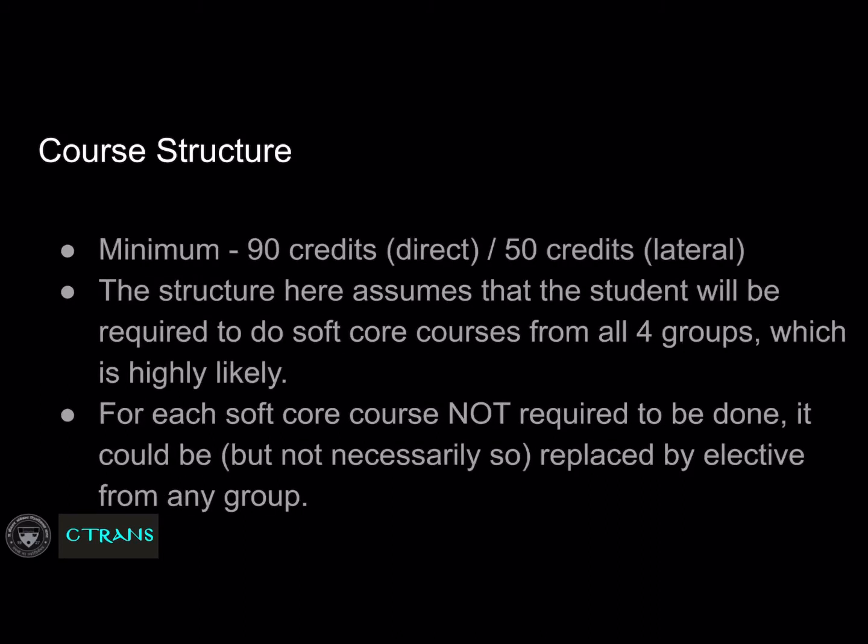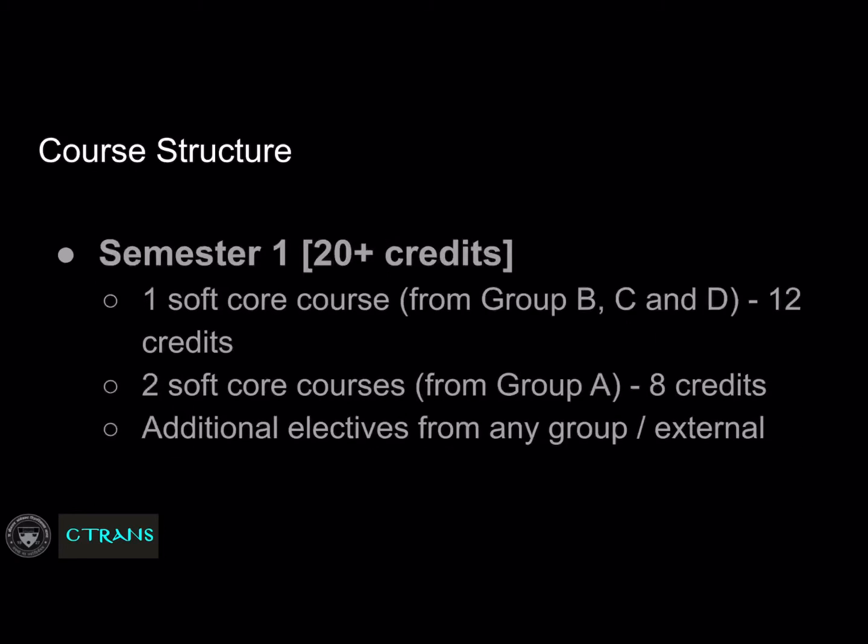All right. So in order to get the M.Sc, you need a minimum of 60 credits. And if lateral entry starts, then 50 credits for the students to get a lateral entry. As I said, the structure assumes that the students will be required to do some courses from all the 4 groups, which is highly likely, but not necessary. So for each of the soft core courses that they are not required to do, it could be replaced by an elective from any group, but not necessarily. So it could take an elective course as well.